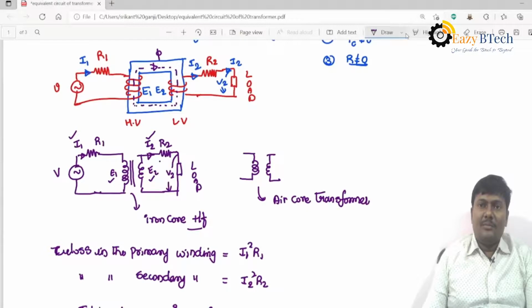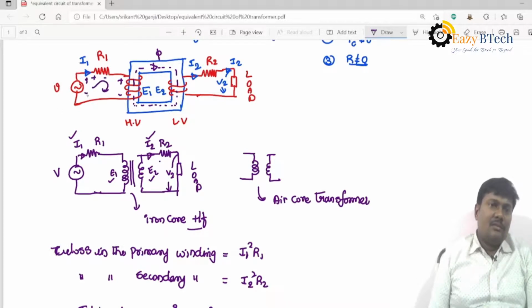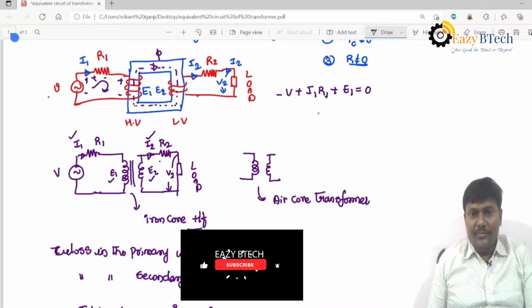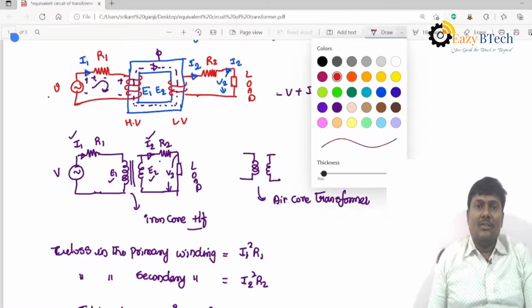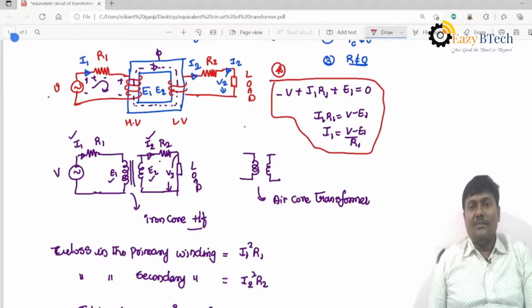If you apply KVL to this loop, these are the polarities. Minus V, neglecting the Lenz law, plus I1 R1 plus E1 is equal to 0. I am following the notation that when the current enters the positive terminal, it is treated as positive. So I1 R1 plus E1 minus V equals 0, and I1 R1 is equal to V minus E1. I1 is equal to (V minus E1) divided by R1. Most of the students had a doubt in the previous lecture about how I1 is equal to (V minus E1) divided by R1. I think your doubt is clarified now.